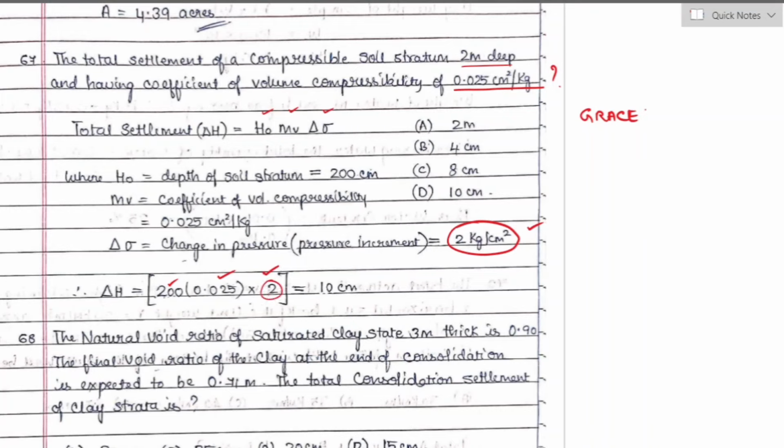This value is not given. Assuming this value, the total settlement of a compressible soil stratum will be 10 cm. Option D is the right answer.